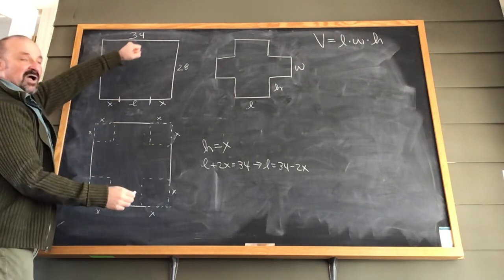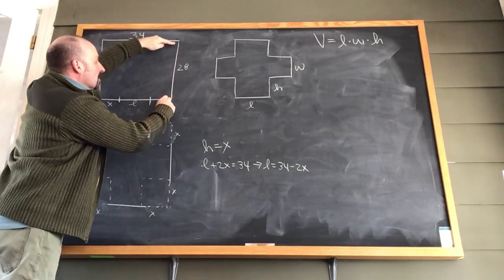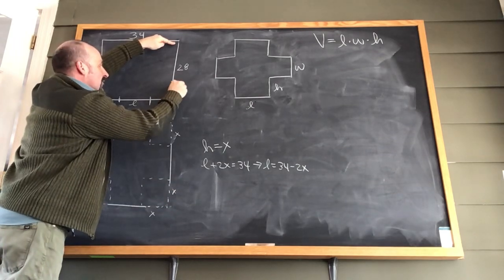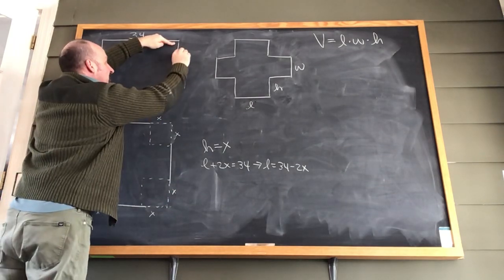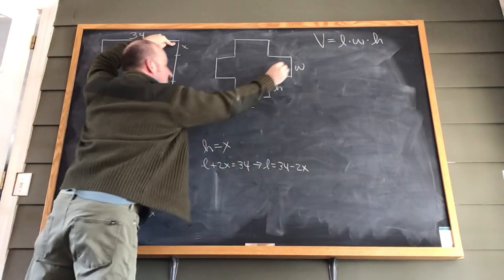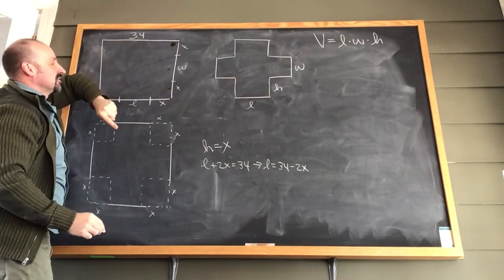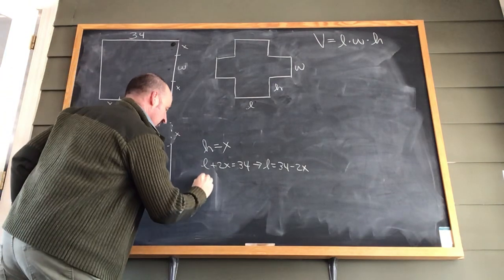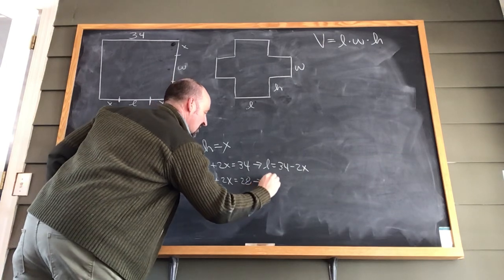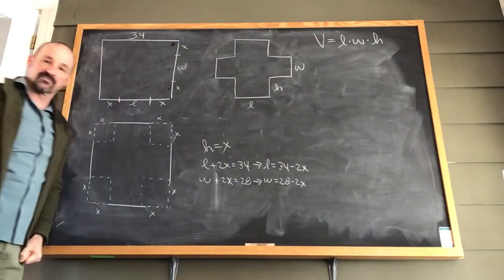And we can do the same with W. If I go over to this side of the rectangle, it's 28 inches long. It's made up of a piece that's x inches long, and then another piece up here that's x inches long, and then this piece right here, that's W. So x plus W plus x is equal to 28. W plus 2x equals 28, which means W is 28 minus 2x.